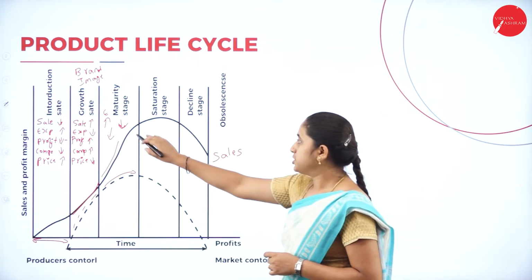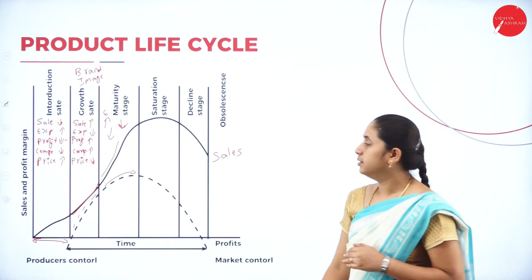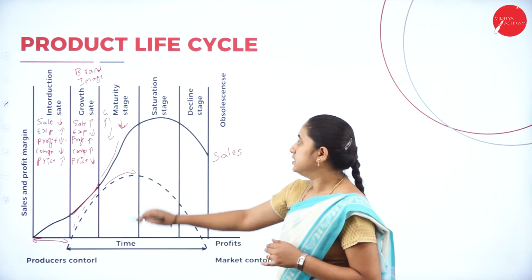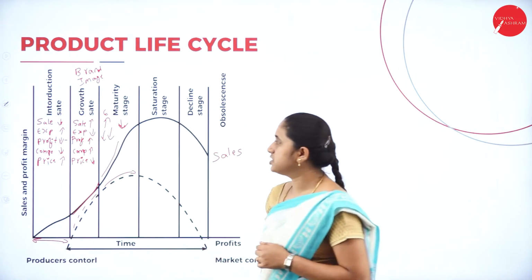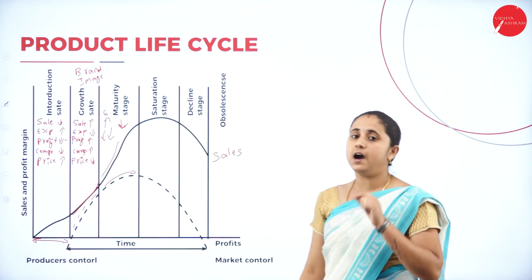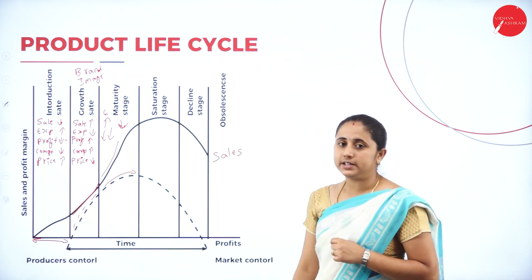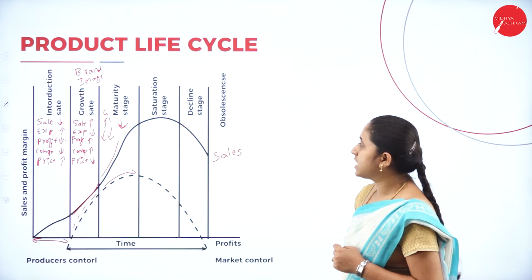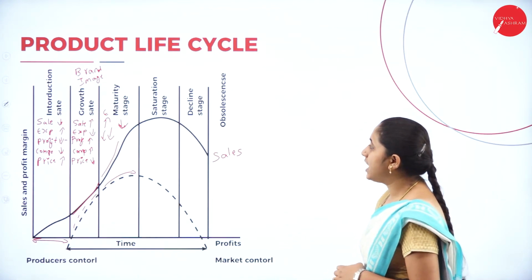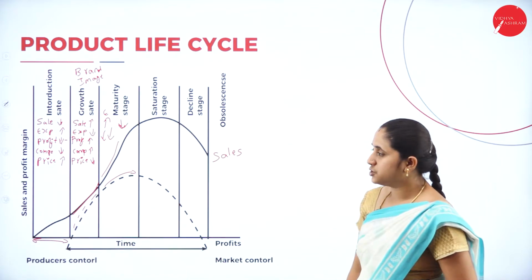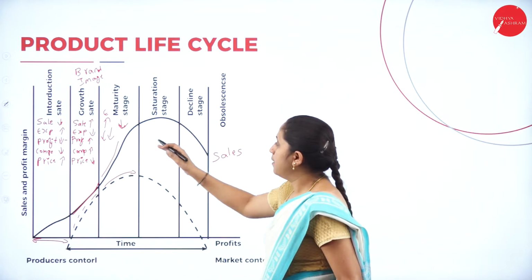So here, in the maturity stage, sales are increasing at a decreased rate, as well as prices are reduced. Then profit margin is also reduced. Expenses are more. So considering all these maturity stage characteristics, you need to make a strategy for the maturity stage. So here you can make a strategy for the product.